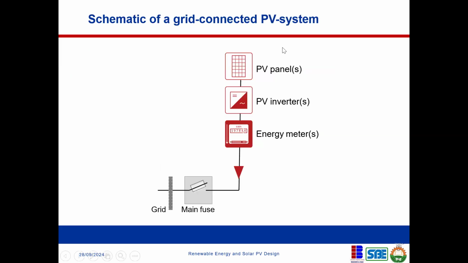And this is the schematic of the grid connected system, which I've already explained before. You have the solar panels, you have the inverter, and you have the meter, because of course you need to monitor what you're sending to the grid so you can get paid for it. There needs to be a meter, and then there's a main fuse for protection, and it feeds into the grid.